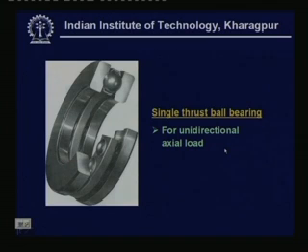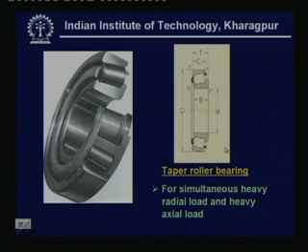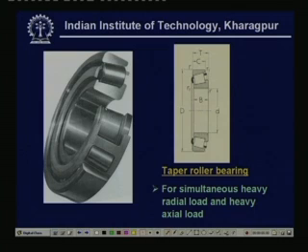Now, you come down to the taper roller bearing. This is also another kind of bearing. This is a roller bearing having a taper type. You can see this configuration as shown over here and shown over here. So, these are the things being represented over here. And this is also as usual the drawing representation of this particular bearing. And the typical feature of the taper roller bearing is that it is for simultaneous heavy radial load and heavy axial load. So, these are one kind of bearing which are used for the purpose just mentioned.